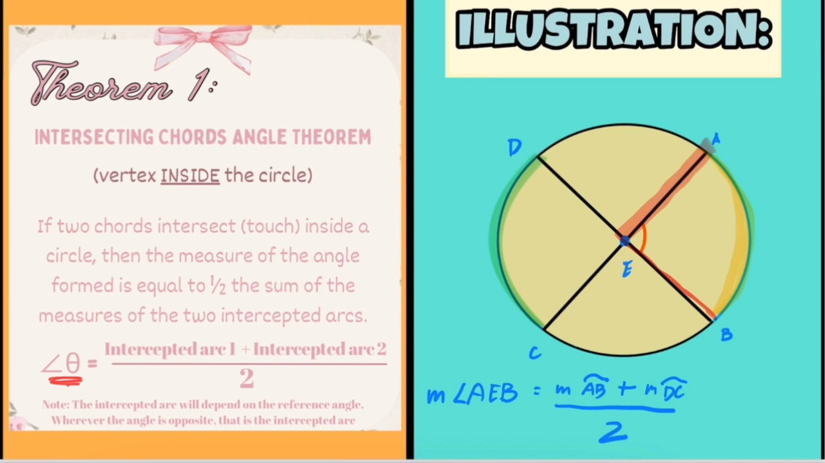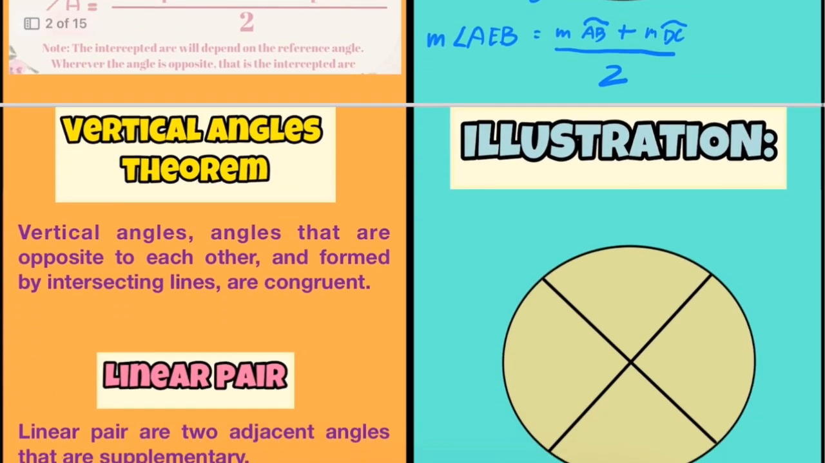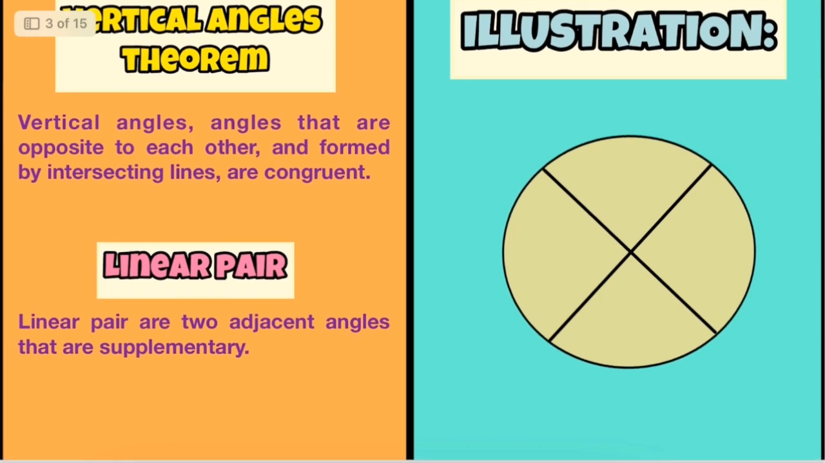So we will use this kind of concept later on to solve, but there's an important thing that we have to discuss first that is related to Theorem 1. These two theorems or concepts were discussed back in your grade 8 lessons. First up, we have the vertical angles theorem. Vertical angles are angles that are opposite to each other and are formed by intersecting lines. And when this takes place, the vertical angles are deemed to be congruent. Next, we have a linear pair. Basically, it's a pair of angles that are adjacent to each other and they are supplementary.